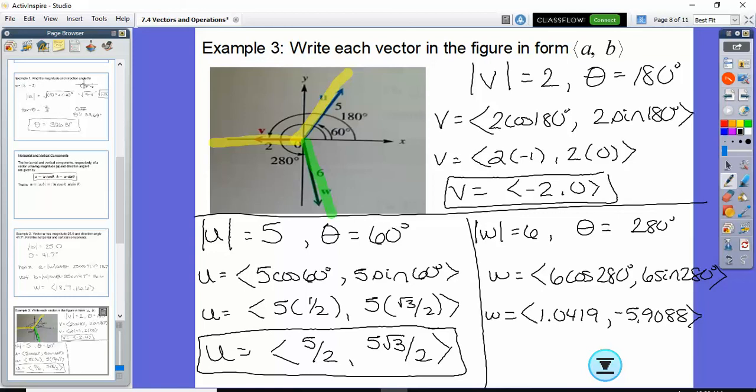So we've talked about magnitude, talked about direction, and then how to write your vectors, or also known as the horizontal and vertical components. Any questions about this?